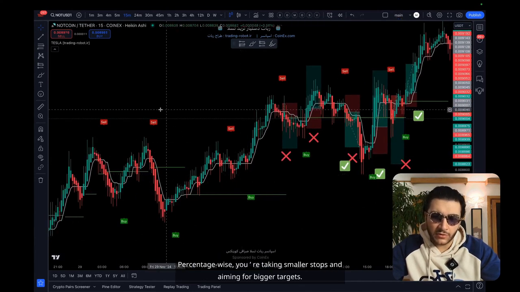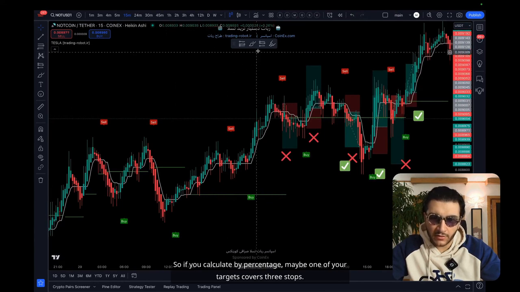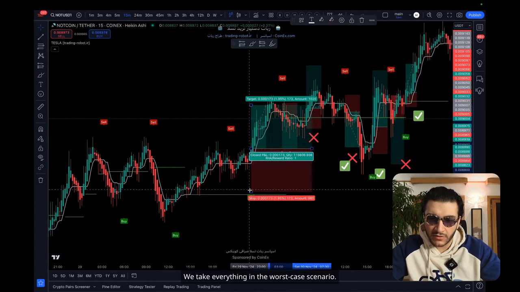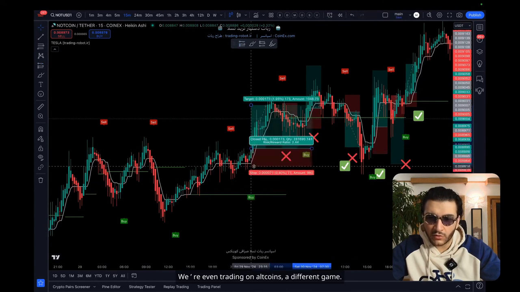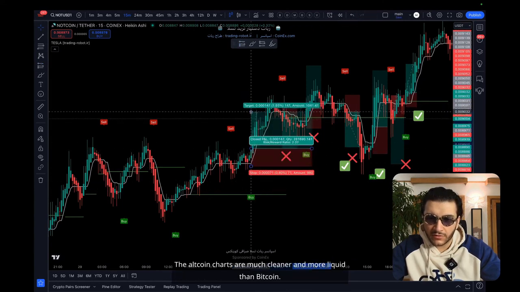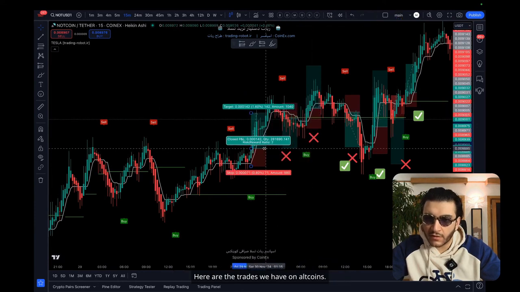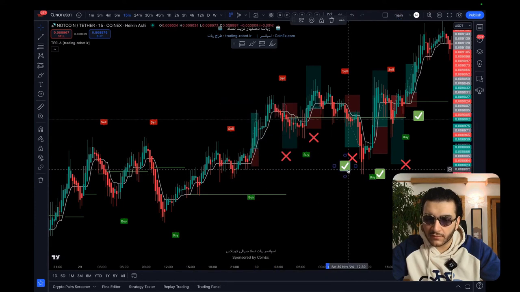Percentage-wise, you're taking smaller stops and aiming for bigger targets. So if you calculate by percentage, maybe one of your targets covers three stops. We take everything in the worst-case scenario. We're even trading on altcoins, a different game. The altcoin charts are much cleaner and more liquid than Bitcoin. We've had several requests to analyze them. Here are the trades we have on altcoins.